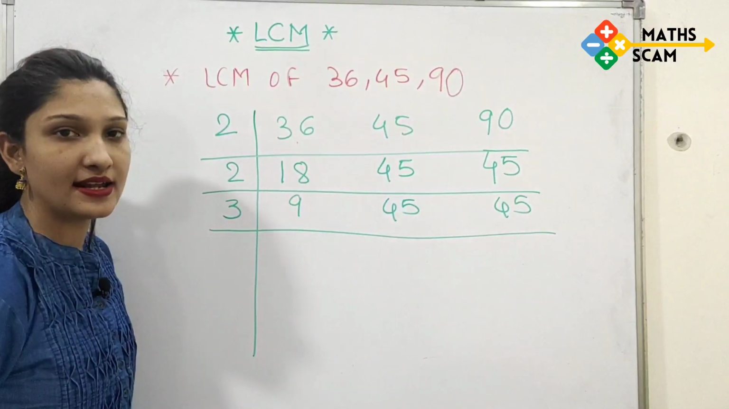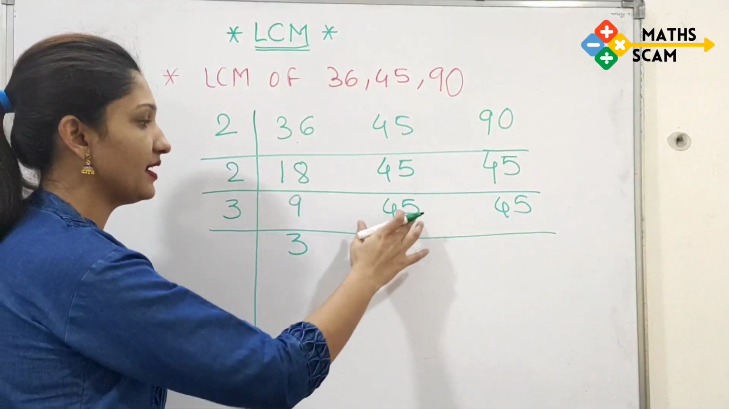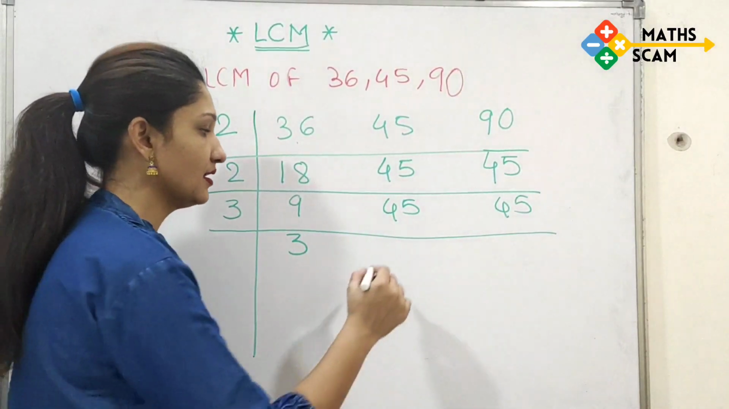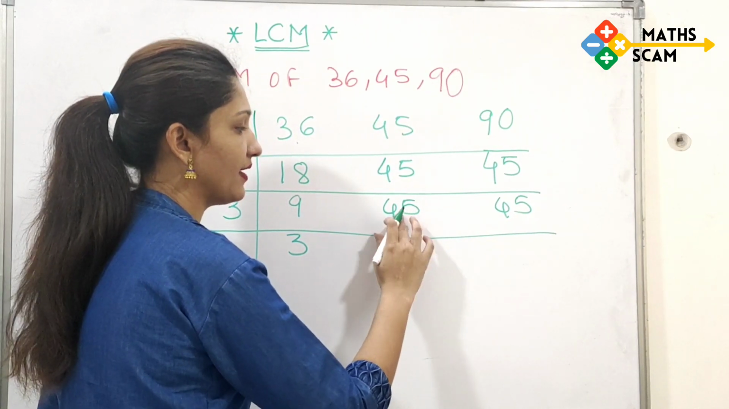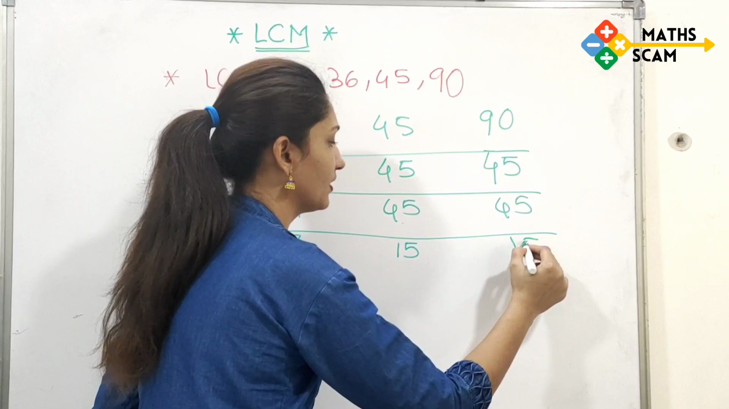3. Can we divide 9 by 3? Yes, 9 by 3 is 3. Can we divide 45 by 3? Yes. 3 ones are 3. 3 fives are 15. Okay. And 90 by 3: 3 fives are 15.